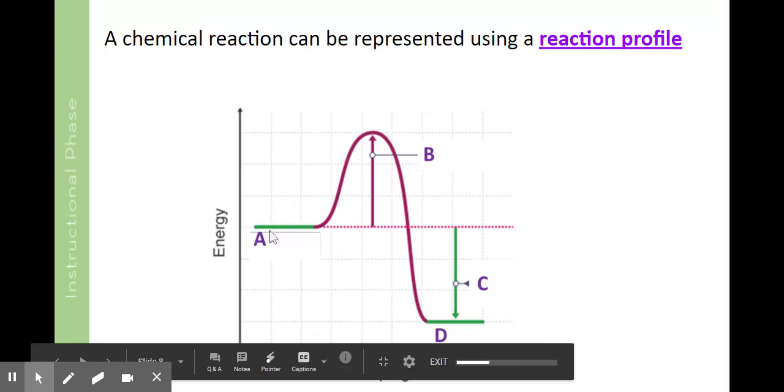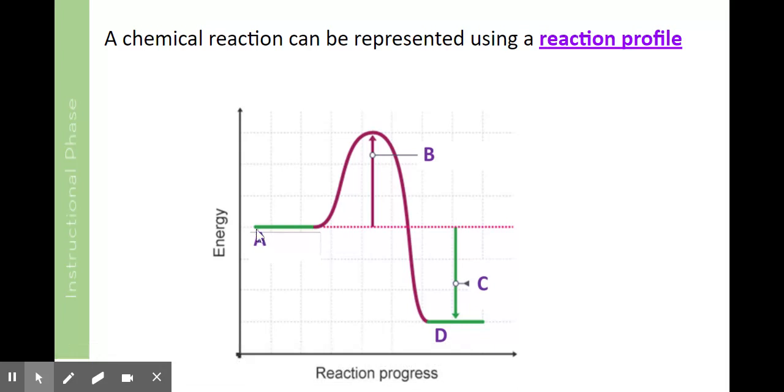Okay, so A is the energy inside of the reactants. Remember, at the start of a reaction, we always begin with reactants. So A represents the energy at the start of a reaction in the reactants. Now, you'll notice that the graph has got this high hump, a curve that goes up. B on this graph is showing the activation energy of a reaction, the energy needed to start the reaction. And the very top of that curve is where the activation energy is.